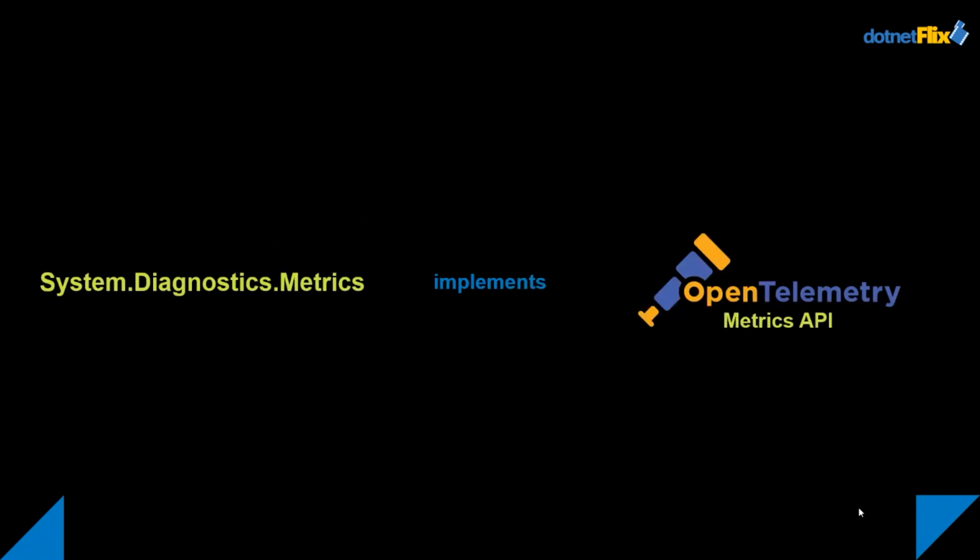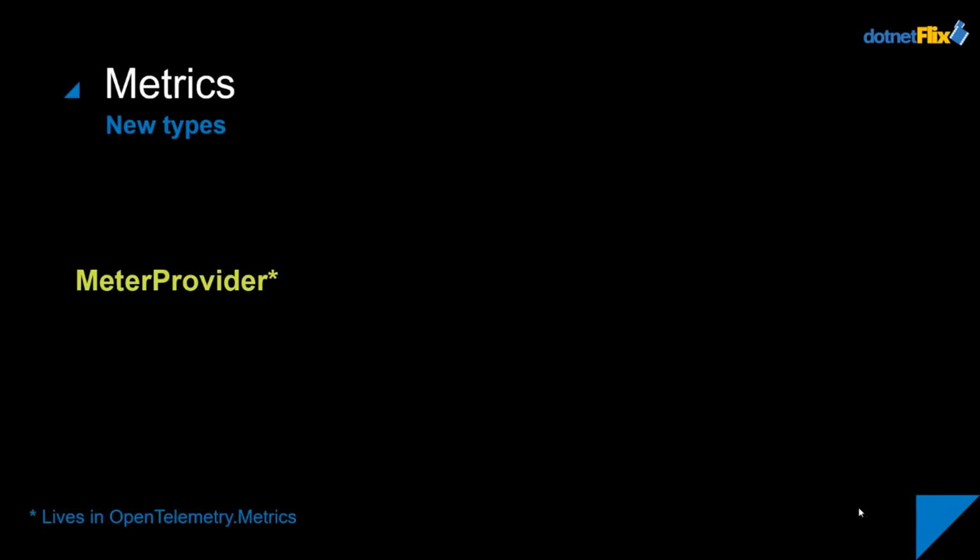So the new System.Diagnostics.Metrics module in .NET implements the OpenTelemetry metrics API. There's a couple of new types that have been introduced. The first one of which is the MeterProvider. And one interesting note already is that this one doesn't live in the System.Diagnostics.Metrics namespace, but it lives in the OpenTelemetry.Metrics NuGet package. But the next new type, the Meter type, does live in System.Diagnostics.Metrics.